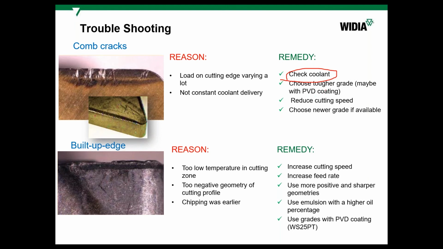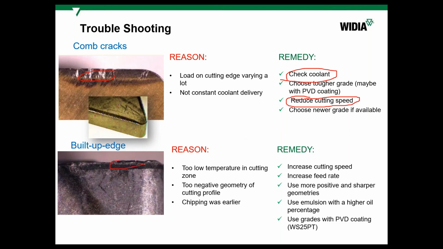Or we can choose PVD coating. Also, it's not possible every time to do the same. Reduce cutting speed if we cannot do anything else, if nothing helps. And one of the very interesting ways is to choose a newer grade, because in newer grades the coatings are tougher, they have a more ideal structure, and they resist this varying of the load and the temperature much better than coatings on the older grades. For example, TN7025 resists this kind of wear much worse than WP25.